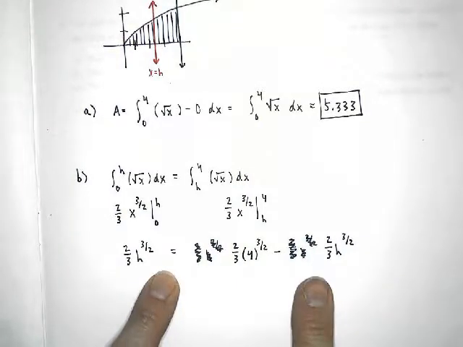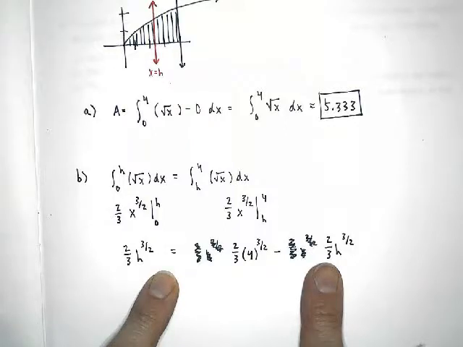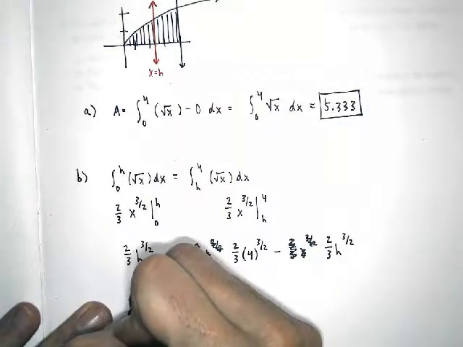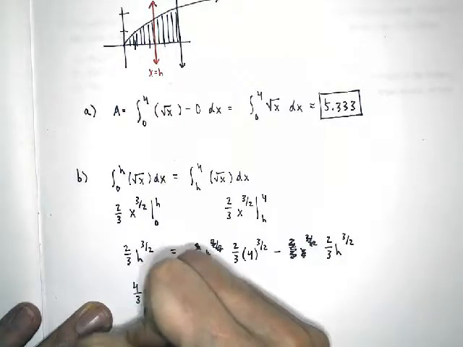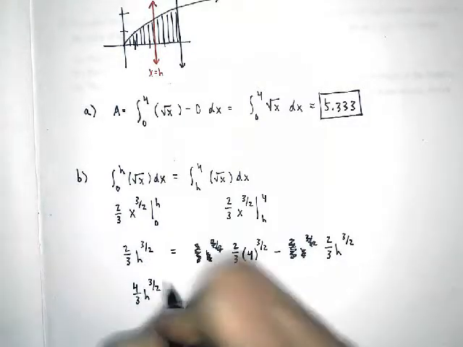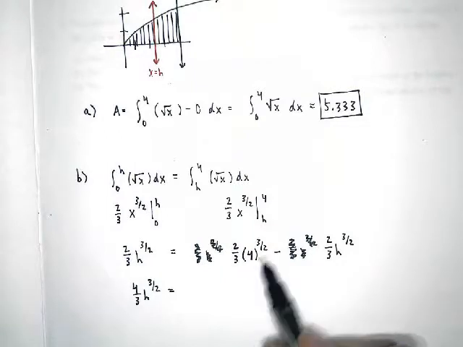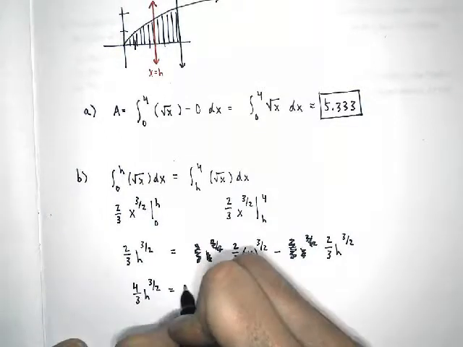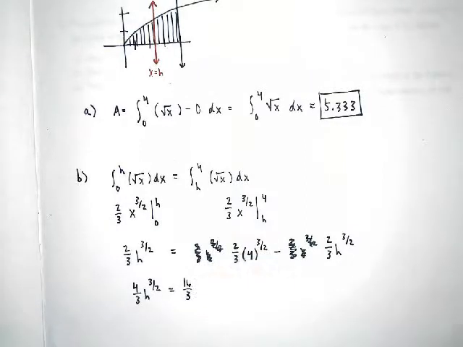Okay, so I know these two quantities have to be equal. So I'm going to get all of my h's on one side. So if I have subtract, I'm going to add. So I have 4/3 h to the 3/2. Now over here, I know that the square root of 4 is 2. 2 cubed is 8, so this is going to be equal to 16/3.